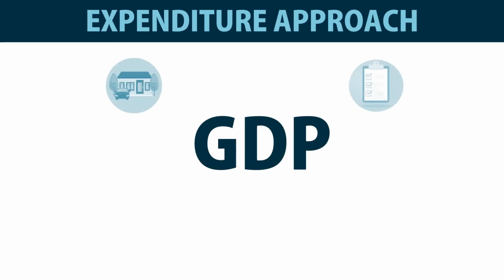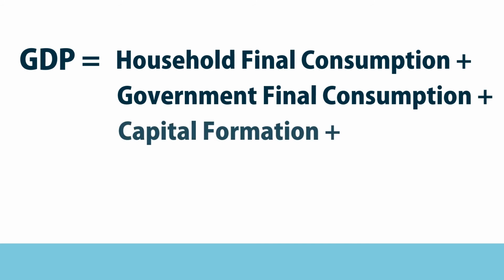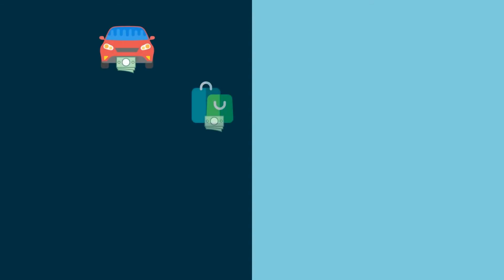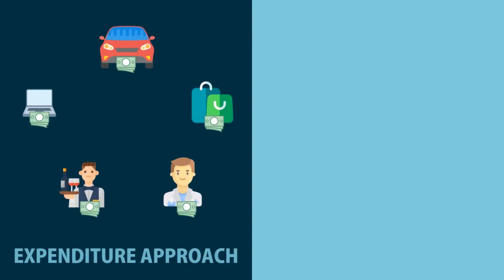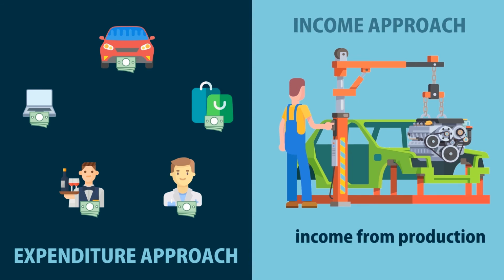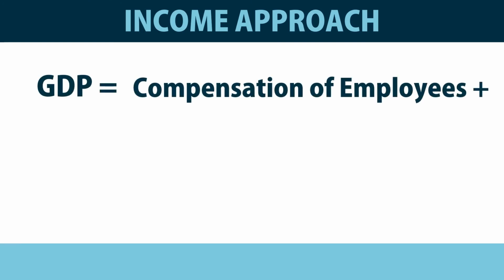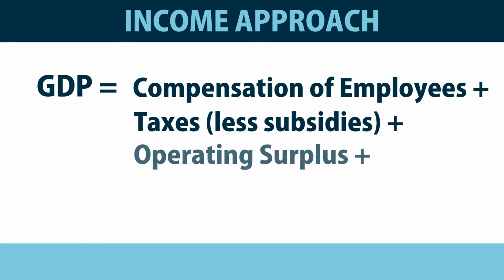For the expenditure approach, GDP is calculated by adding up the expenditures of the economy. This includes household final consumption, government final consumption, capital formation, and net exports. If amounts spent on final goods and services are accounted in the expenditure approach, income from the production of final goods and services are accounted in the income approach. For the income approach, GDP is computed by getting the sum of the factors of production.